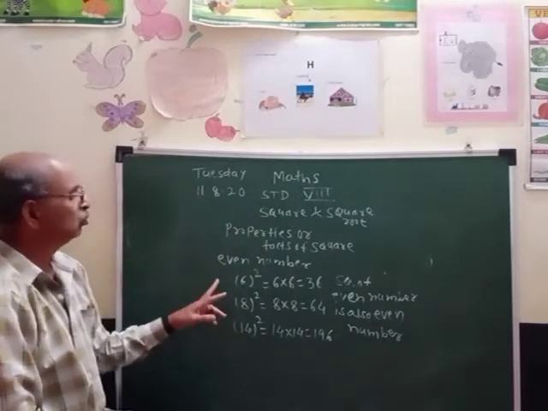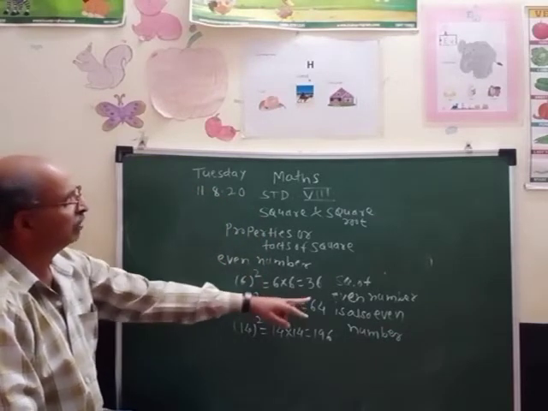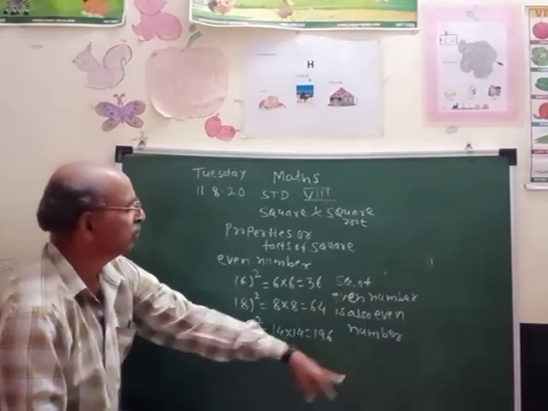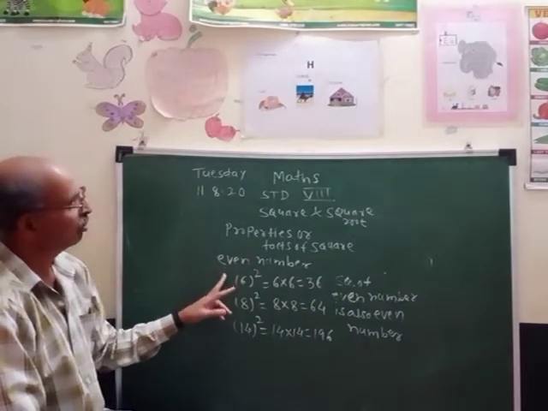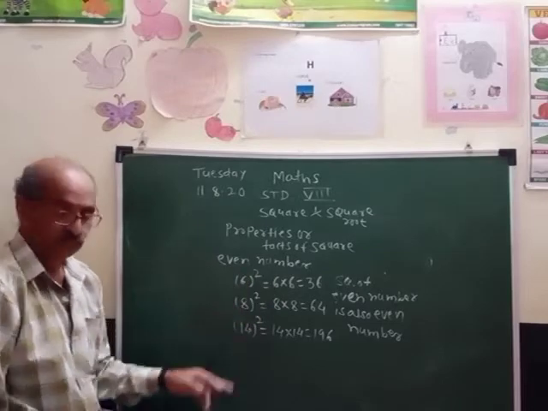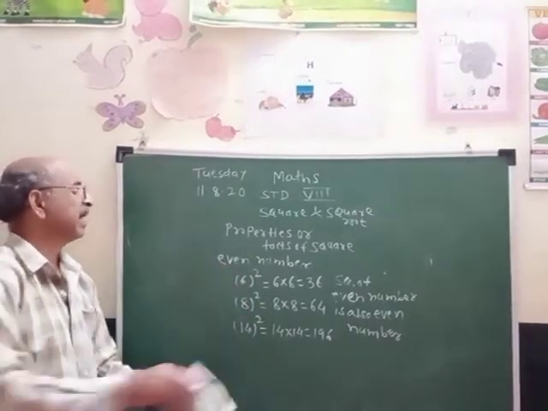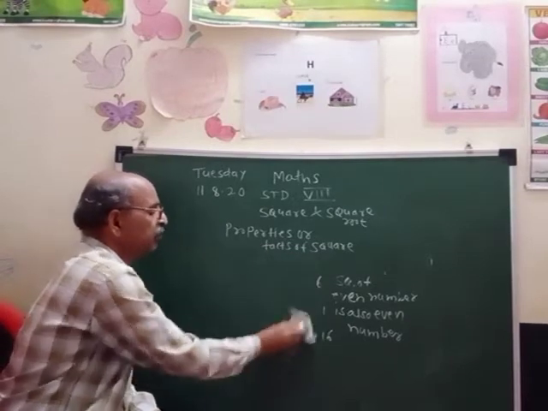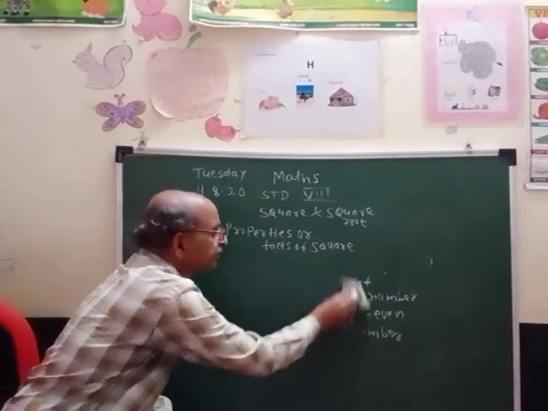So we are saying the two properties. If we make the square of an even number, it is also an even number, and if we make the square of an odd number, then it is also an odd number. So these are some facts or properties of the square number. Now we proceed to the next.